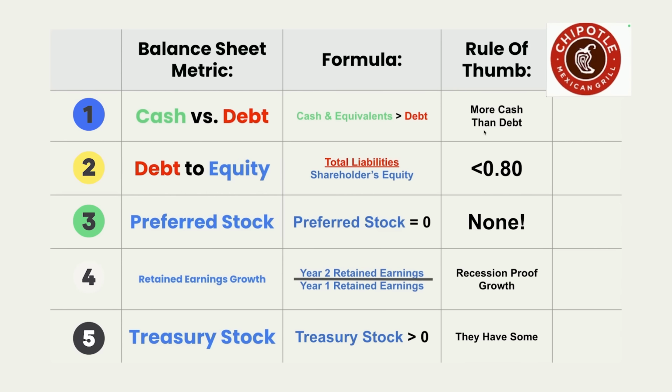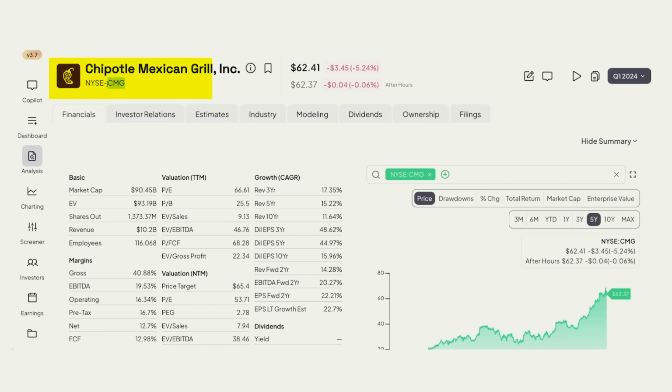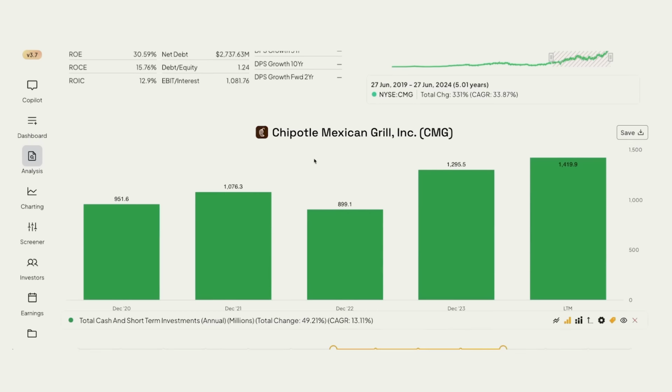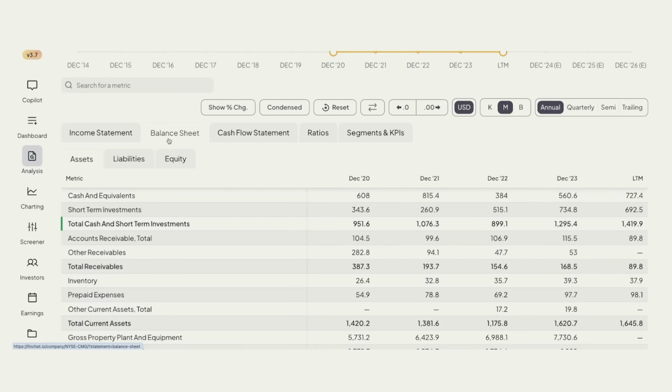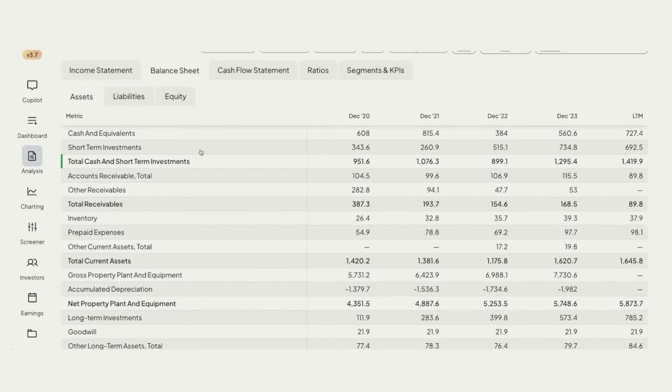Now that we know Buffett's rules of thumb, let's take a look at a real balance sheet to see these rules of thumb in action. In this case, I'm going to take a look at Chipotle's balance sheet. So I've loaded Chipotle's stock symbol, CMG, into FinChat, and if I scroll down, I click on balance sheet, and here we have the company's balance sheet listed.